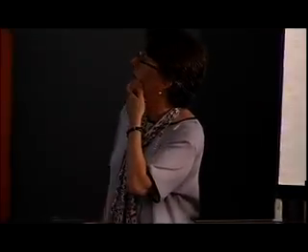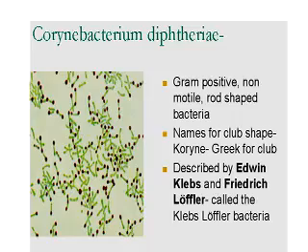Now, the organism that causes diphtheria is called Corynebacterium diphtheriae. It's a gram-positive, non-motile, rod-shaped bacteria, and that just describes the bacteria in a microbiological way. It's named Corynebacteria for the Greek for club, and it was described by these 2 men, Edwin Klebs and Friedrich Loeffler, and they used to call it the Klebs-Loeffler bacteria.